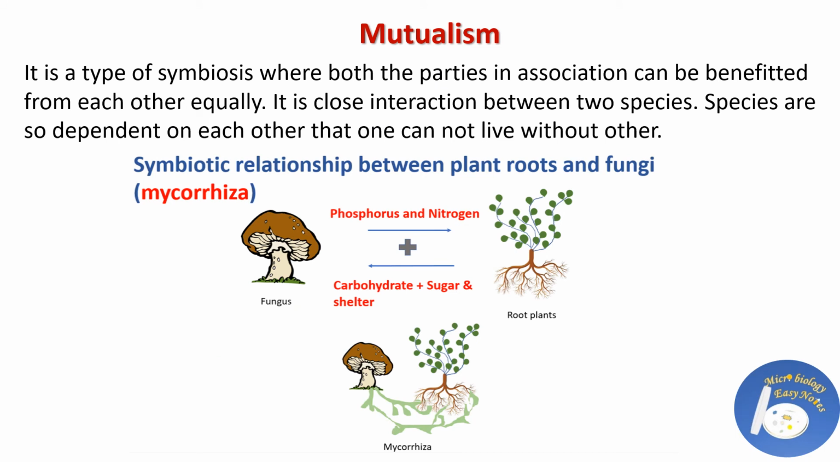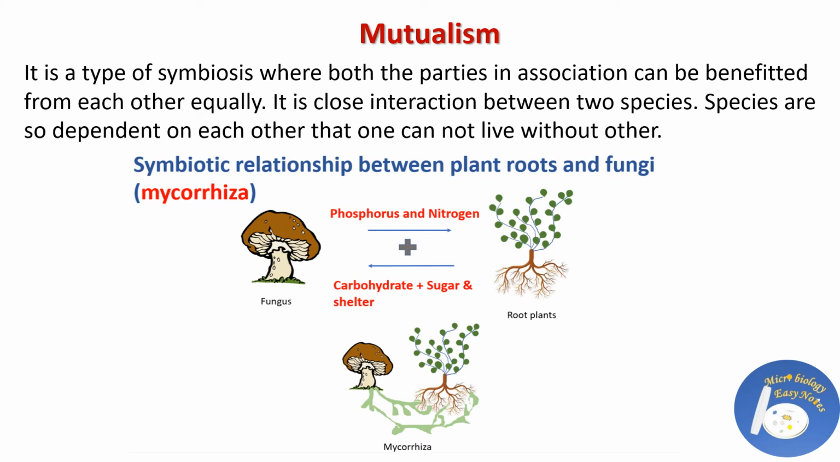So first let's see what mutualism is. It is a type of symbiosis where both the parties in the association benefit from each other equally. It is a close interaction between two species. The species are so dependent on each other that one cannot live without the other.